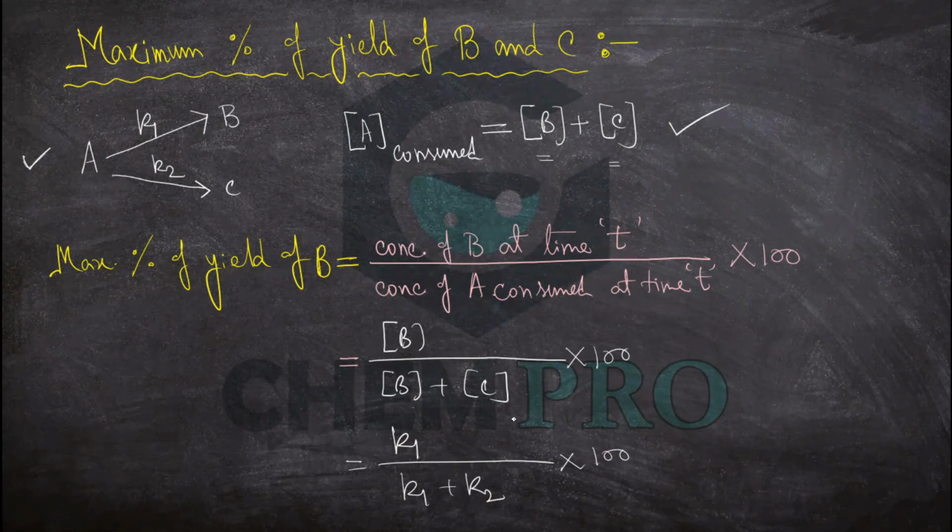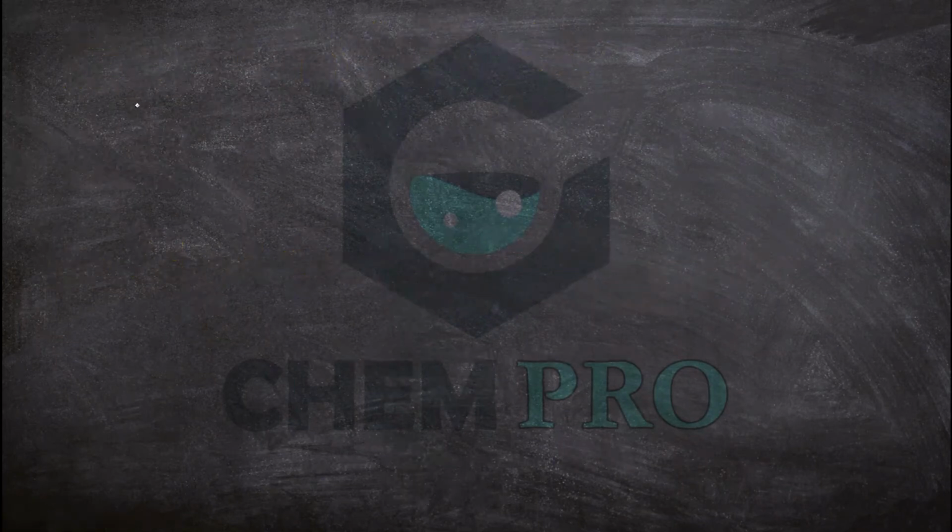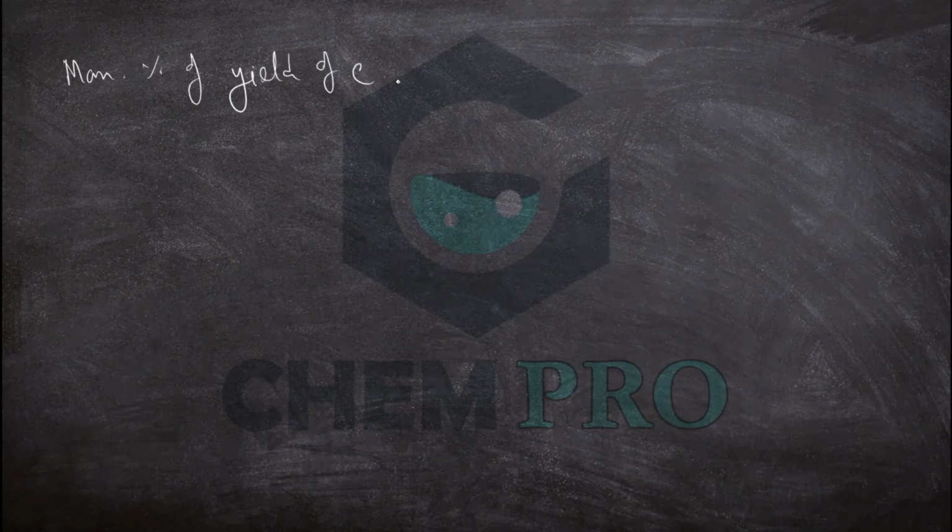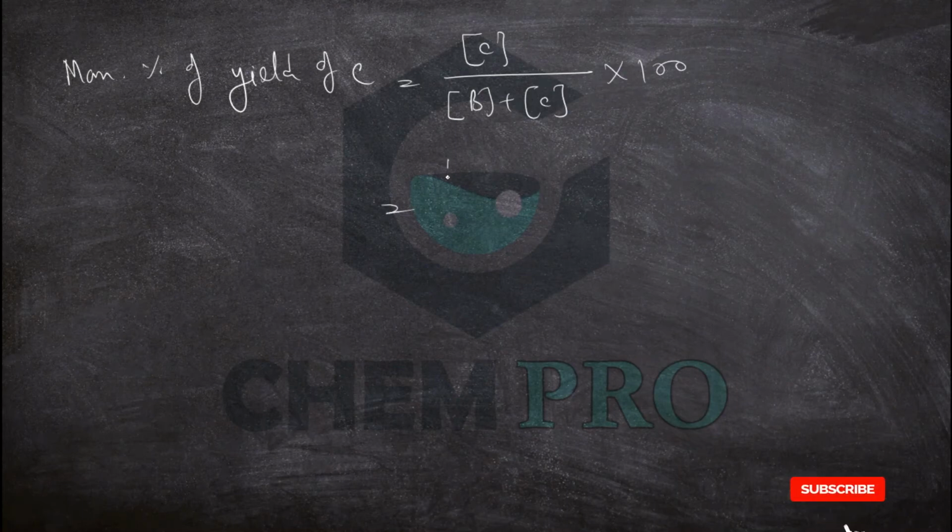Okay, so this will be the form, and for C the formula for the maximum percentage of yield of C will be concentration of C by concentration of B plus concentration of C, into 100, or K2 by K1 plus K2, into 100.